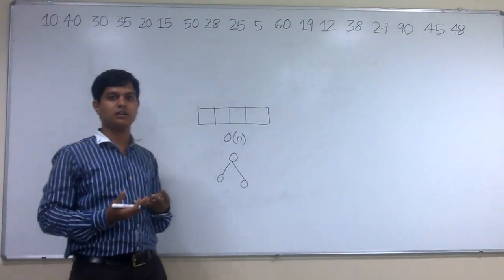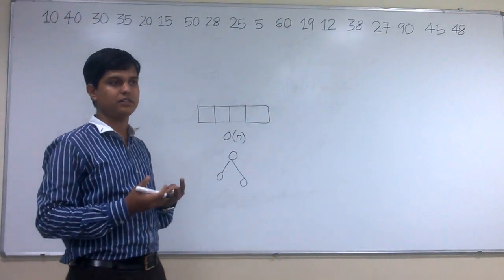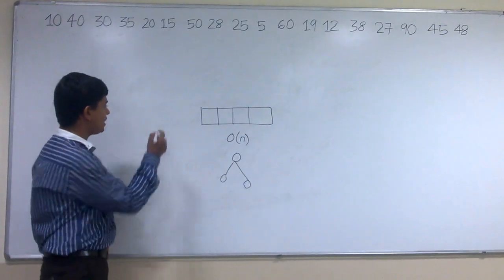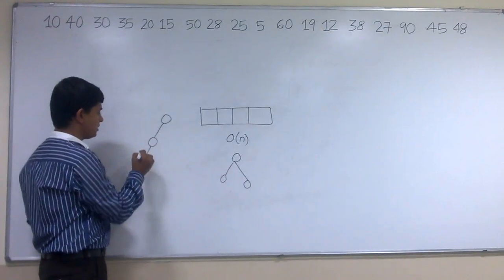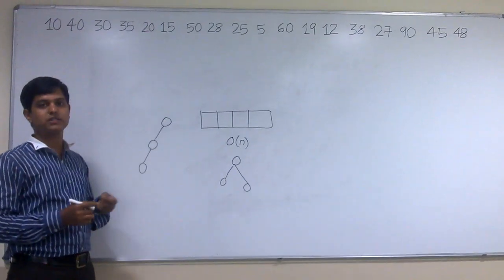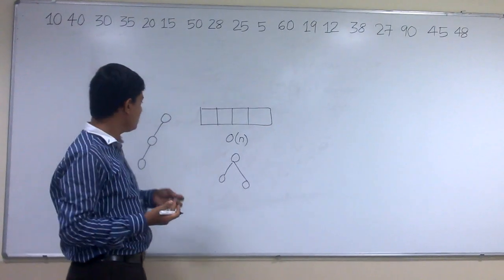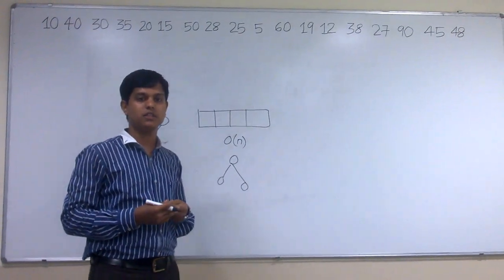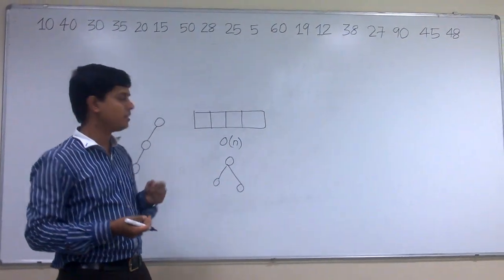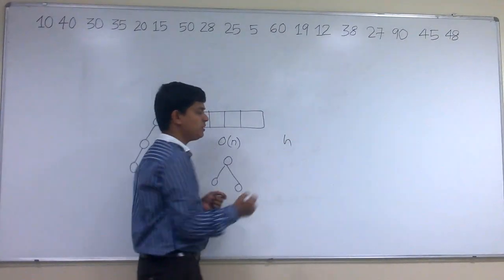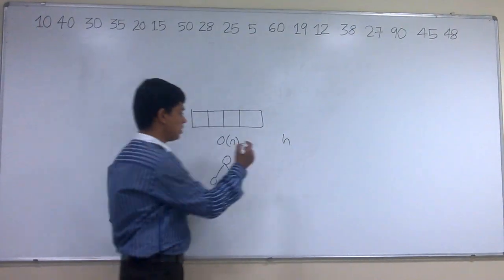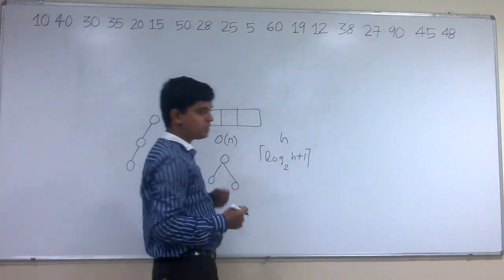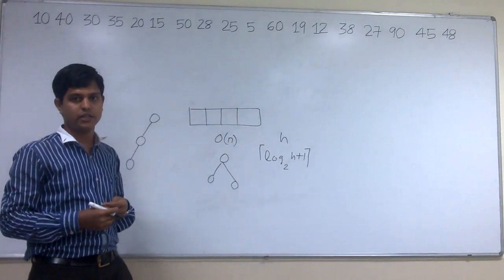And a binary tree says that the number of children of a node is at most 2. It may be 0 children, or 1 child, or 2 children. But if the tree looks like this, if it is skewed in nature, then again the search complexity is order of n. So for a binary tree of height h, the maximum possible height of a tree is h, and the minimum possible height of a tree is log base 2 of (n plus 1), with the ceiling function. So these are the minimum height and maximum height of a binary tree.